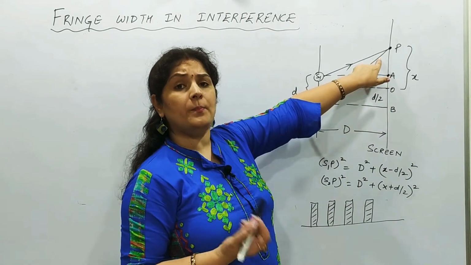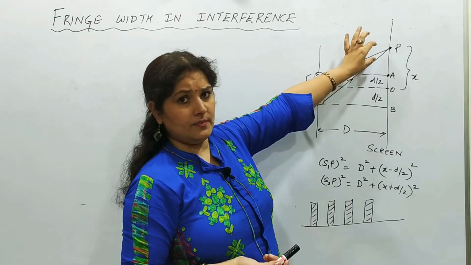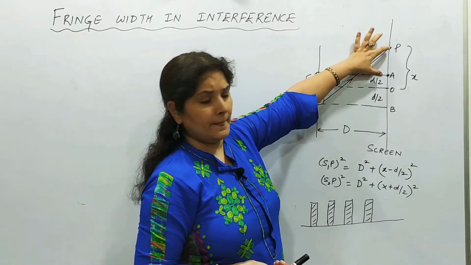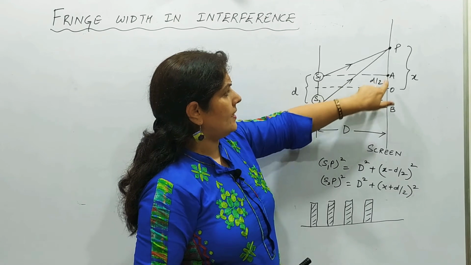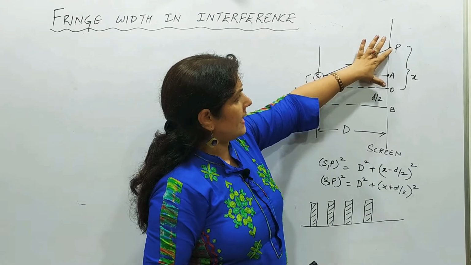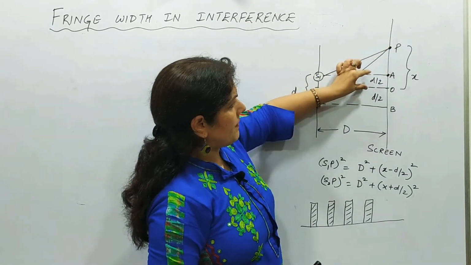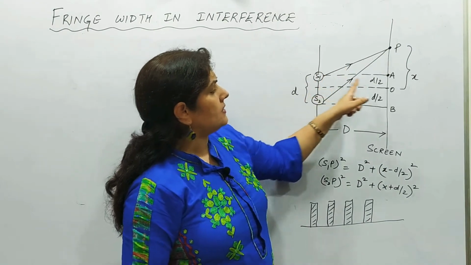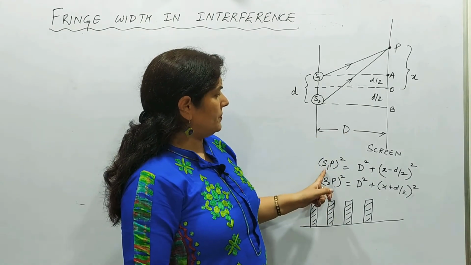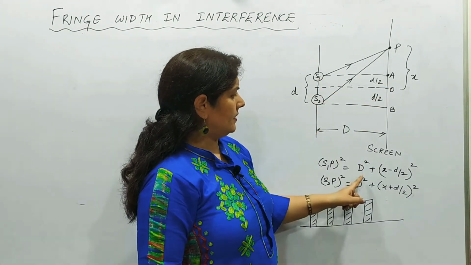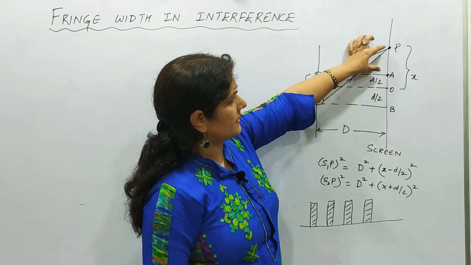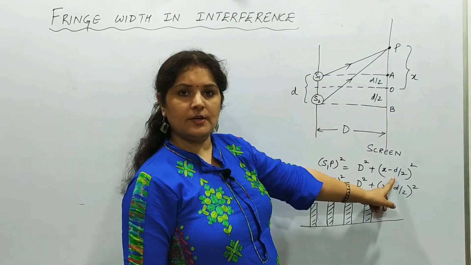One such point P at which both the rays are reaching is at a distance x from the center. So if we take PA, this is the central point, so obviously AO is d by 2 and OB is also d by 2. The value of this is x. So PA will be x minus d by 2. If we apply the Pythagoras theorem in triangle S1PA, can we write S1P square is equal to base square plus perpendicular square? The perpendicular is x minus d by 2, so this will be x minus d by 2 whole square.